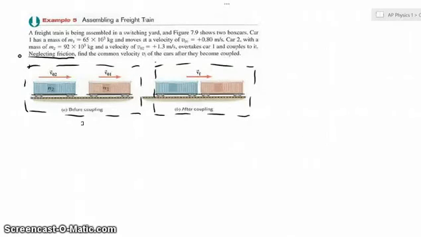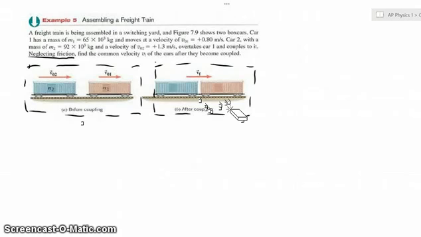There is going to be an internal force during the coupling. When they get locked together, there's going to be a very large force acting on each of the cars from the other car while they get locked together during the collision. And because we define the system as both of the train cars, those forces are internal to the system. They're equal and opposite, so they cancel each other out.